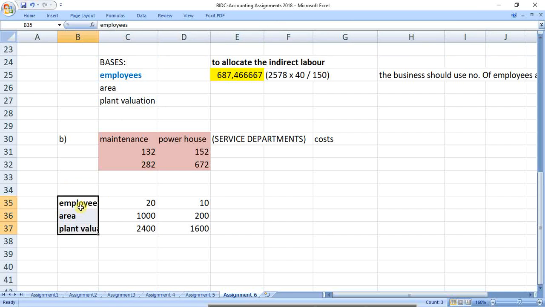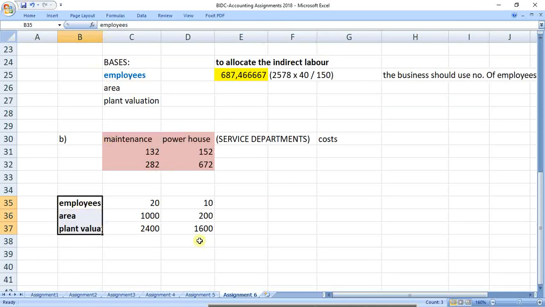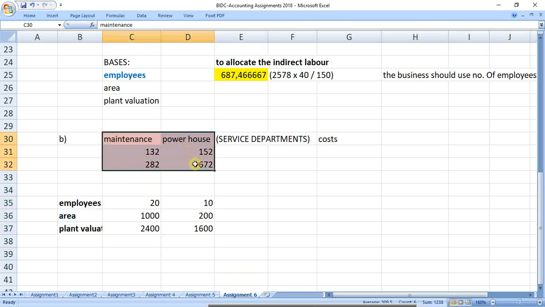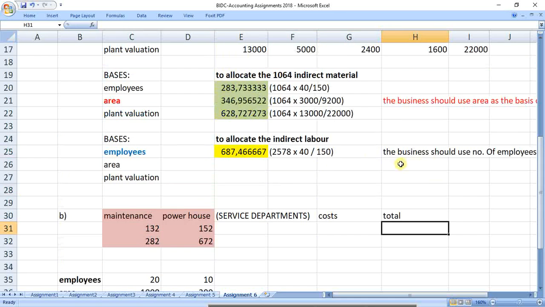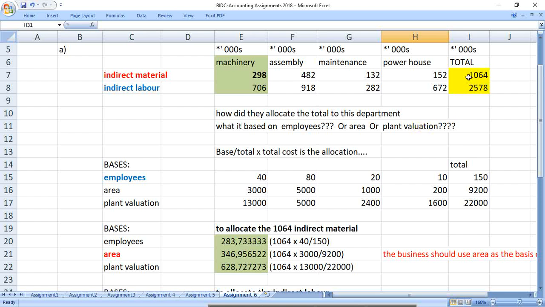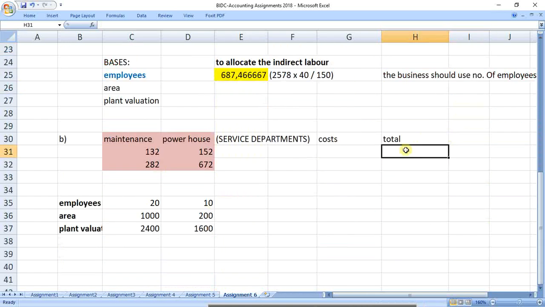Right, so now we need to look at which is the best way of allocating those costs to the maintenance and powerhouse based on the total. So we need to check the total here. The total I had here earlier, which is fine, those 2 amounts.